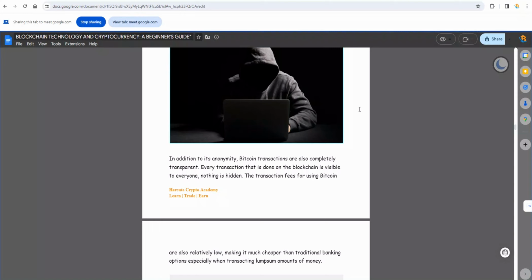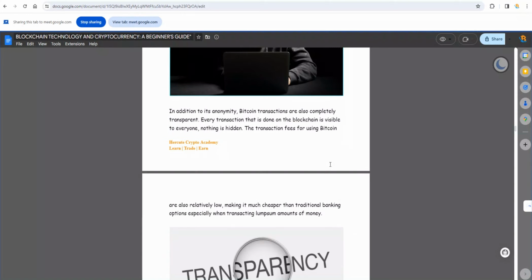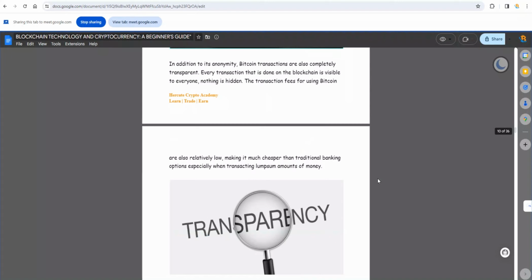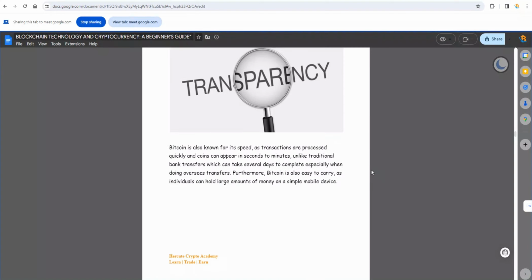The transaction fees for using Bitcoin are also relatively low, making it much cheaper than traditional banking options, especially when transacting lump sum amounts of money. And we checked that yesterday.